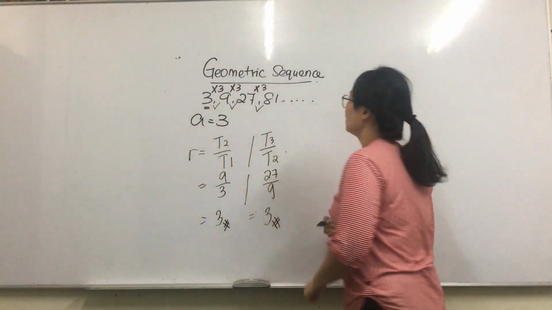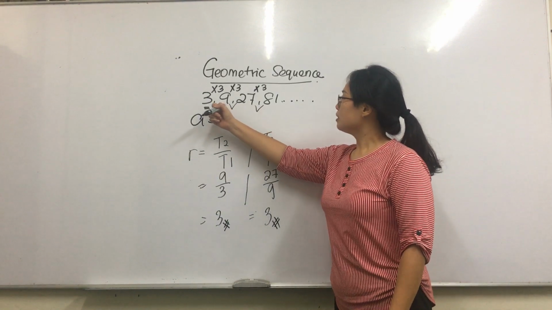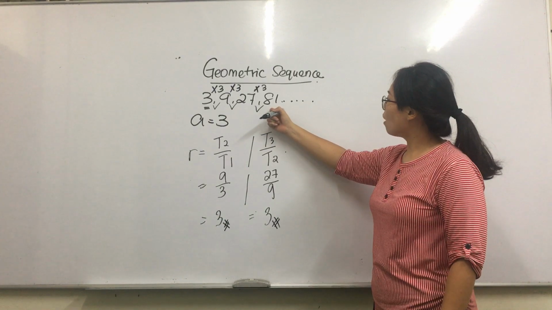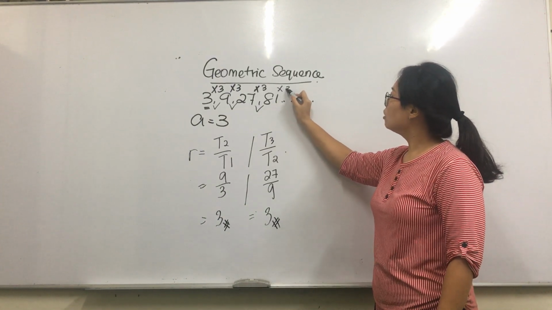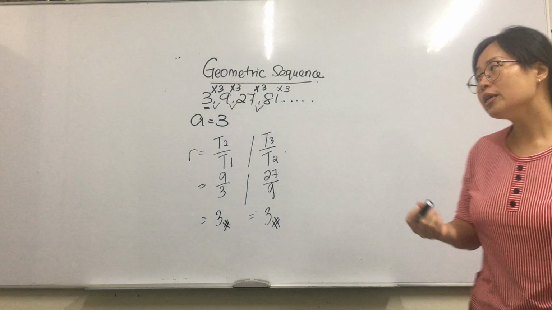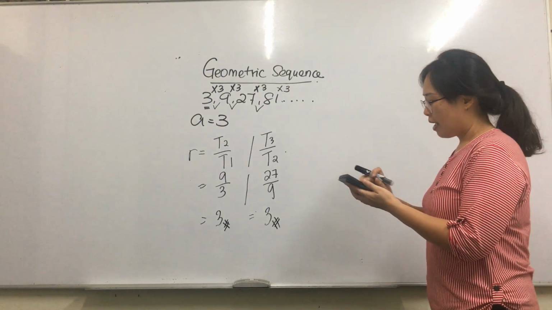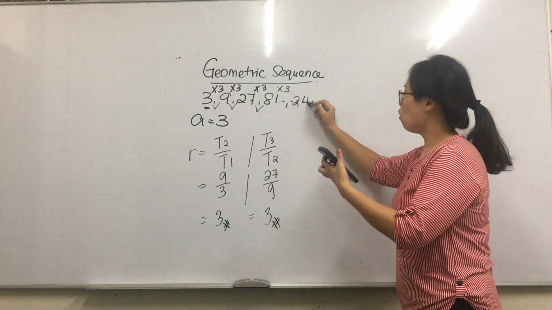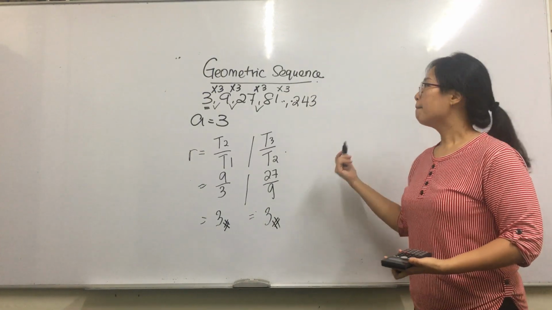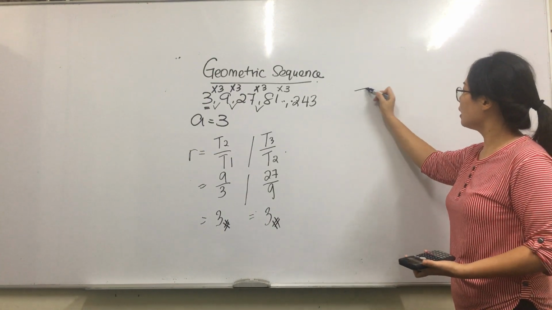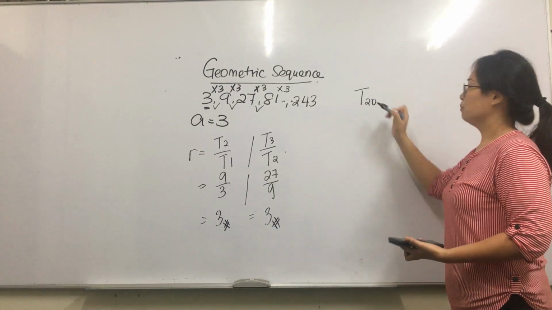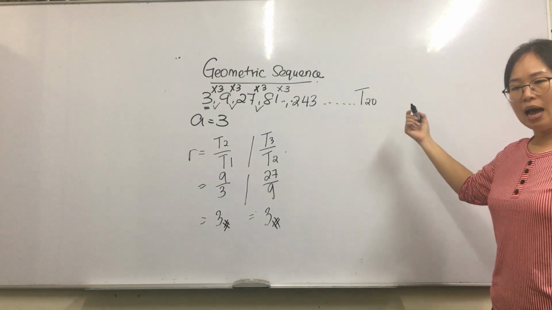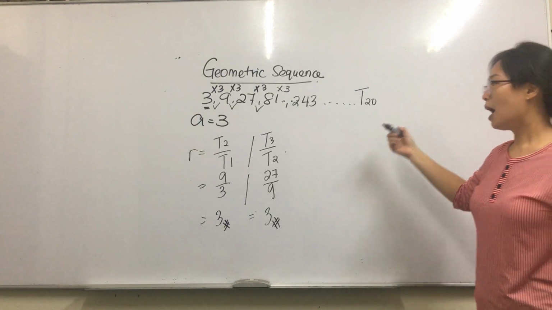Now, the same thing here. If this one is term number 1, term number 2, term number 3, term number 4, and I would like you to find out what is term number 5, just times 3. Am I right? So easy. 81 times 3, which is 243. But if I would like you to find out what is the term ke-20, how do you identify? How do you find out?